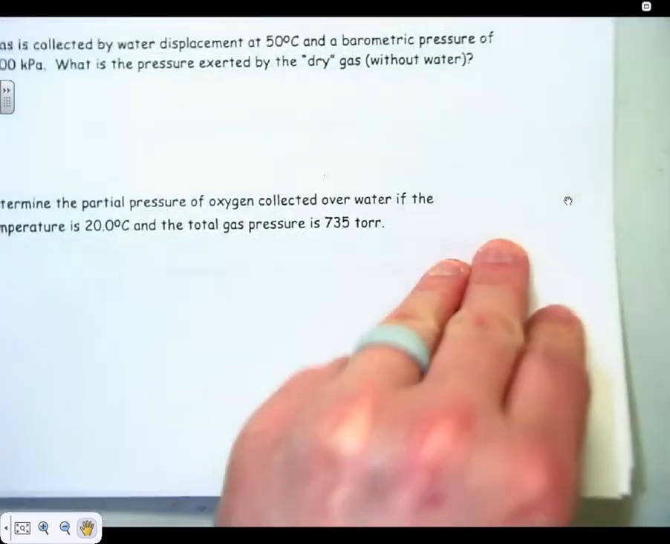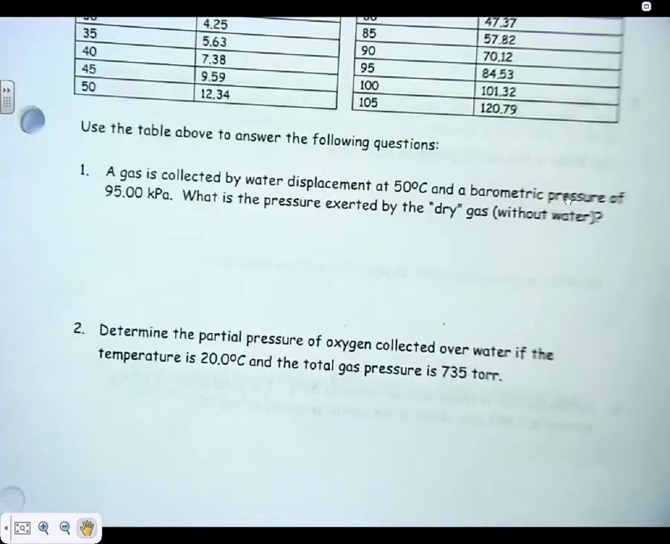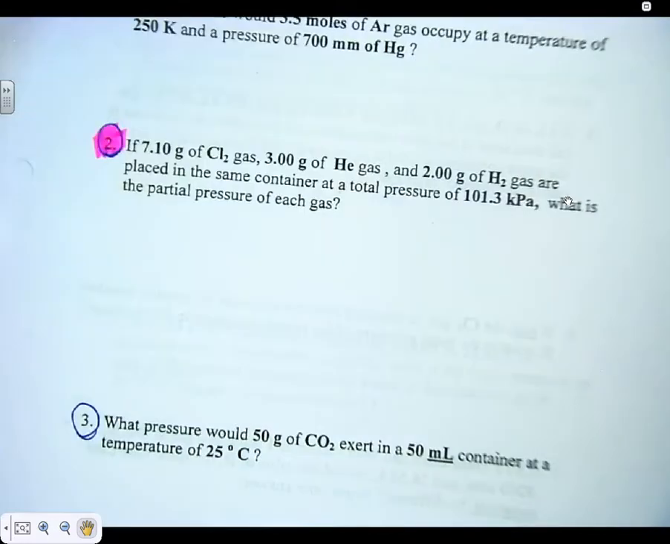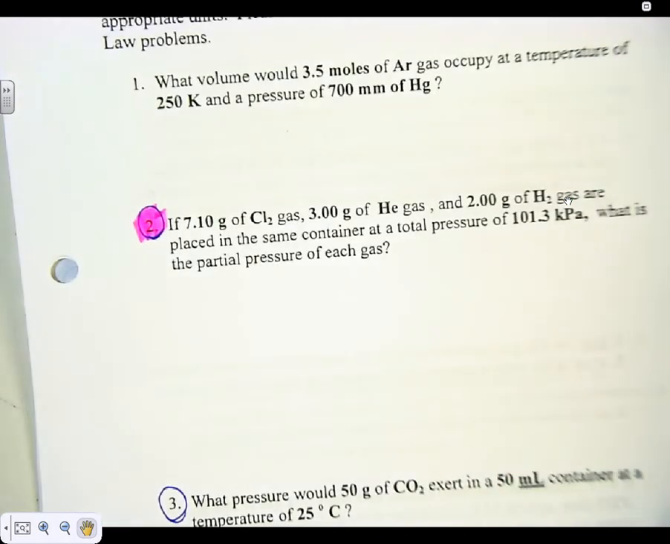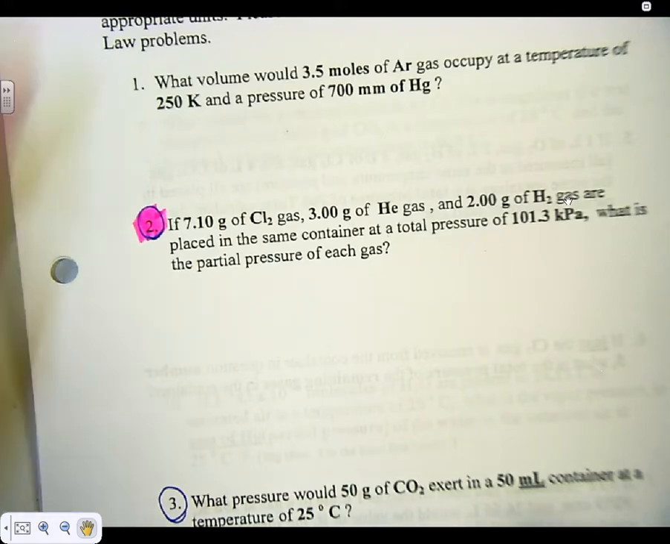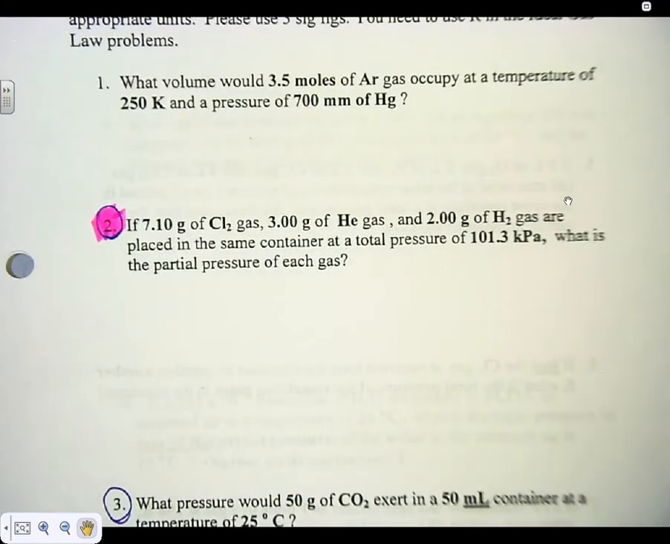Okay, moving on to another one. Let's look at this one, just another example on a different page. This one actually has room so I can work it on here. It says if 7.10 grams of Cl2 gas, 3.00 grams of He gas, and 2.00 grams of H2 gas are placed in the same container at a total pressure of 101.3 kPa, what is the partial pressure of each gas?